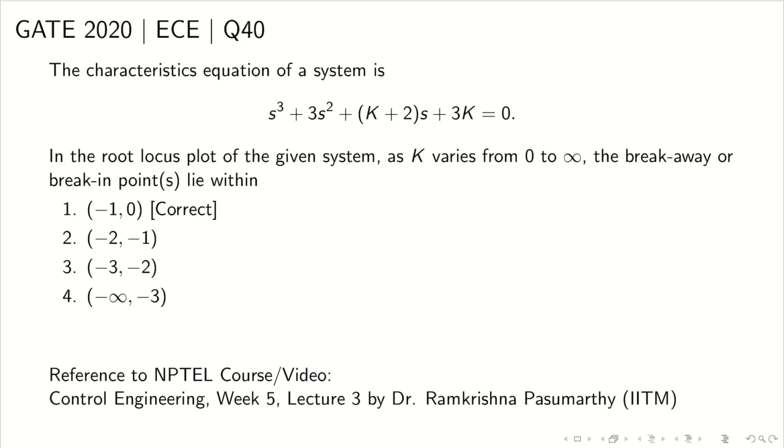In the given problem, it was asked to find the location of the breakaway or breaking point in the root locus. To solve this problem, first we found the loop transfer function, that is the G(s)H(s) expression, and then we used the properties of root locus to find the location of the breakaway point, and we got a point between -1 and 0 as the location of the breakaway point.